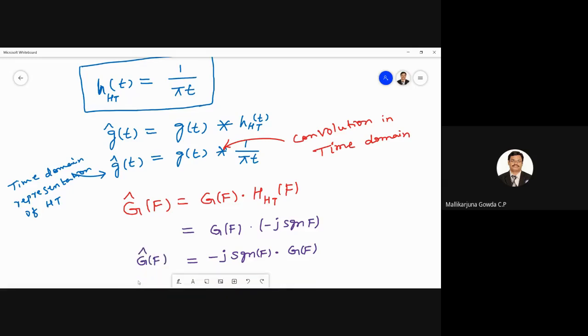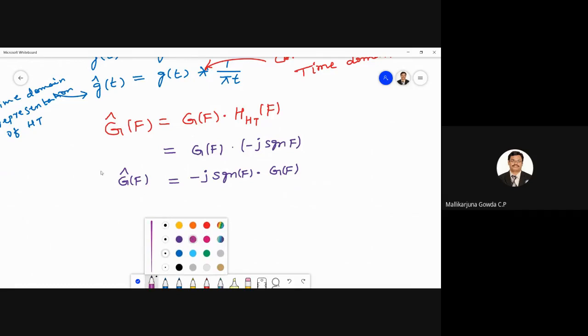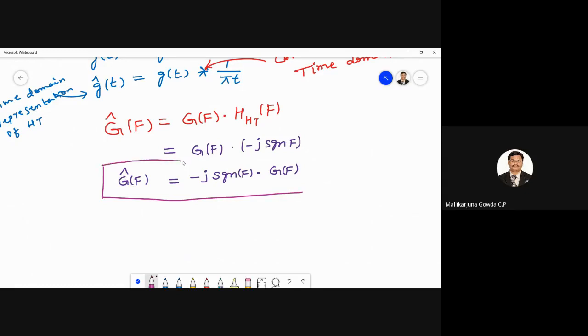Okay. So I am not writing anything new. I am writing it with the basic understanding that you will have learned in the previous semesters. Hope I am clear. So this is the expression, in frequency domain, for the Hilbert transform of the signal, right? So clear? This is in frequency domain.